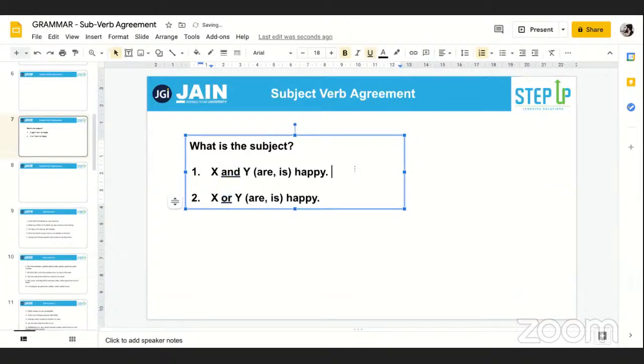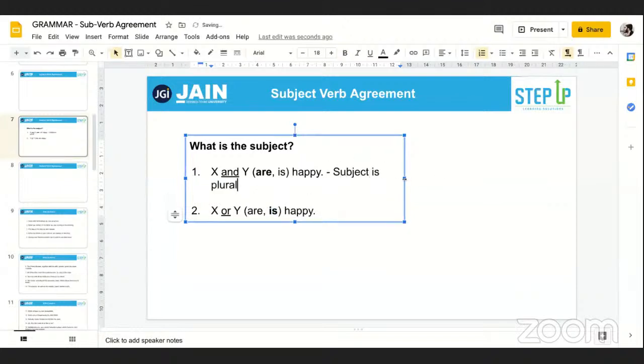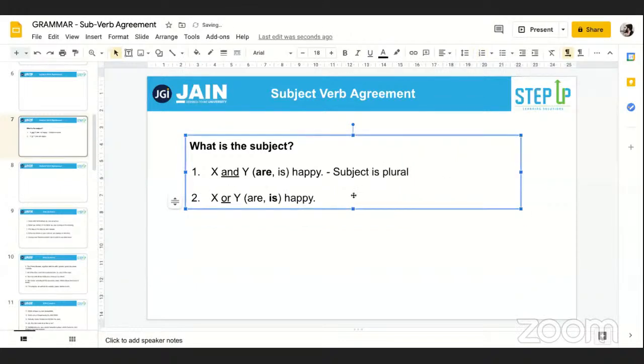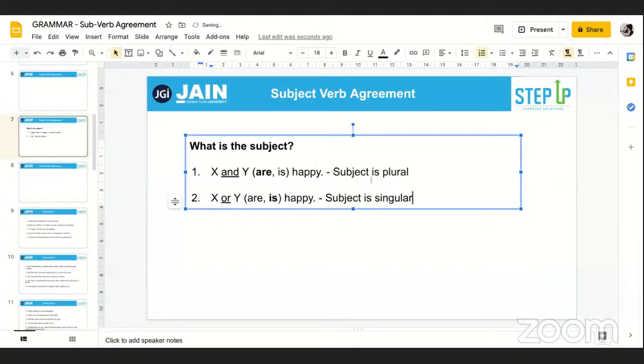Yes. Answer is are. X and Y are happy. You choose the answer are. Here you choose the answer is. Yes, because the subject is singular. There's no doubt here. You understand this? Yes, sir.